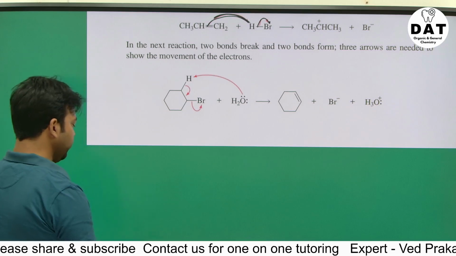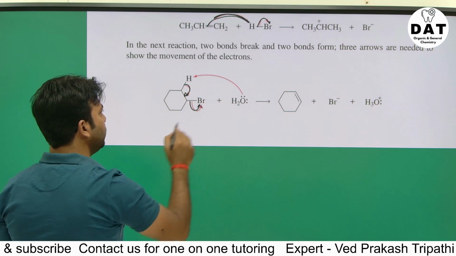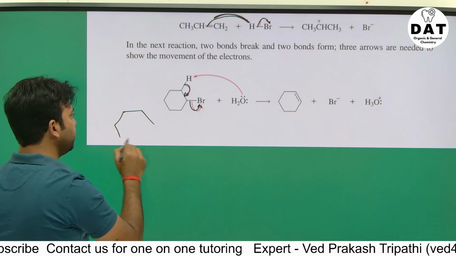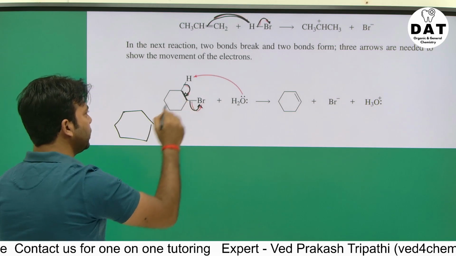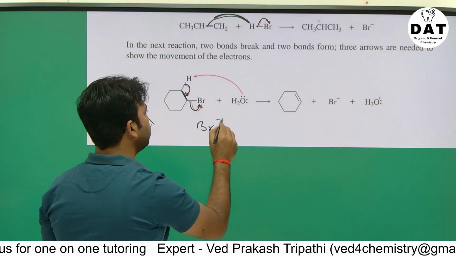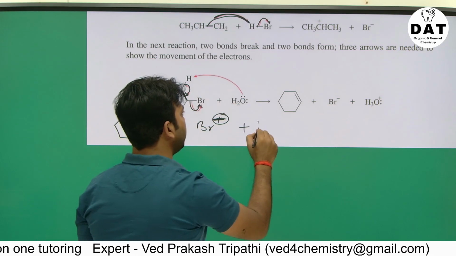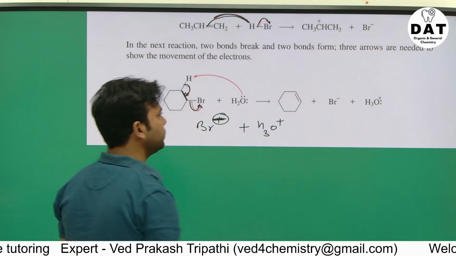Same here, it will grab this proton, it donates its electron to this bond and Br leaves. So look at the result of it. This bond has electrons, so double bond, simple. Br leaves, so Br minus. And H2O grabs this proton, so becomes H3O plus. Clear?